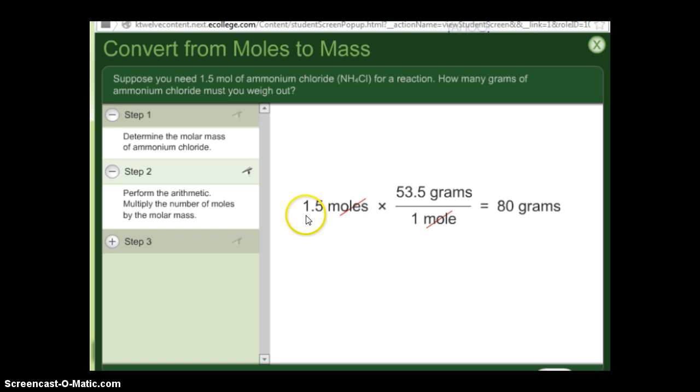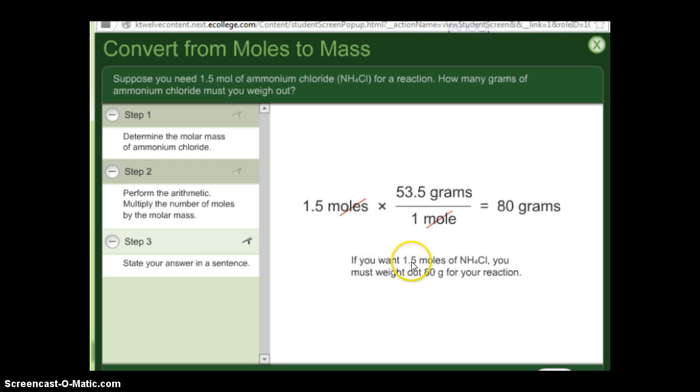Step 2. So we started out with our 1.5 moles. Then we know that there are 53.5 grams in every mole of NH4Cl. We put the moles on the bottom. Why? So they cancel. Multiply across the top. 1.5 times 53.5 grams gives you 80 grams. If you want 1.5 moles of NH4Cl, you must weigh out 80 grams for your reaction.